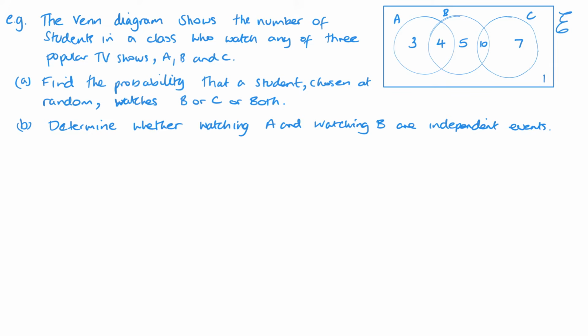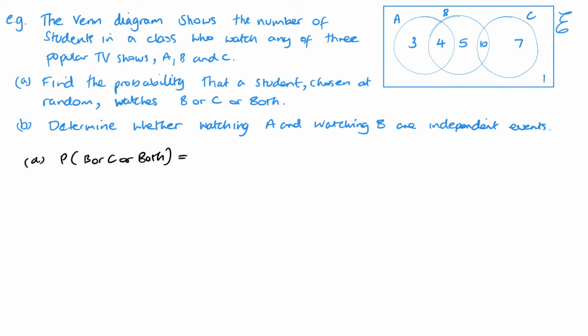So in this example, we have a Venn diagram, and it shows the number of students in a class who watch any of three popular TV shows, A, B, and C. Part A, find the probability that a student chosen at random watches B, C, or both. So we are looking at the probability of B or C or both.